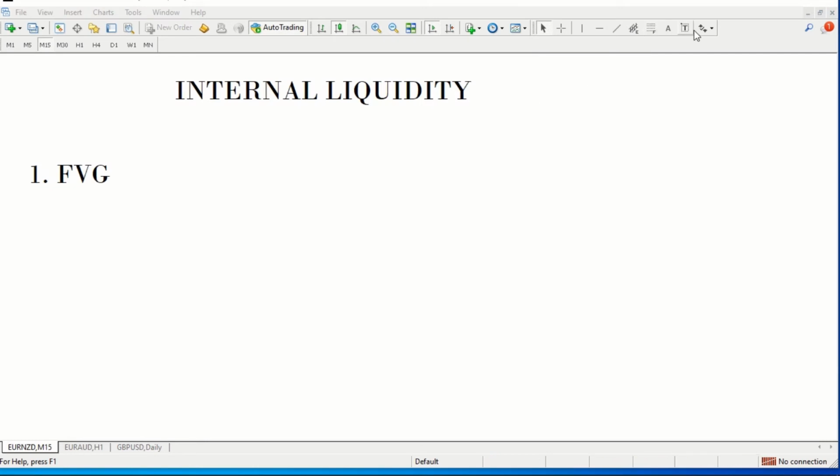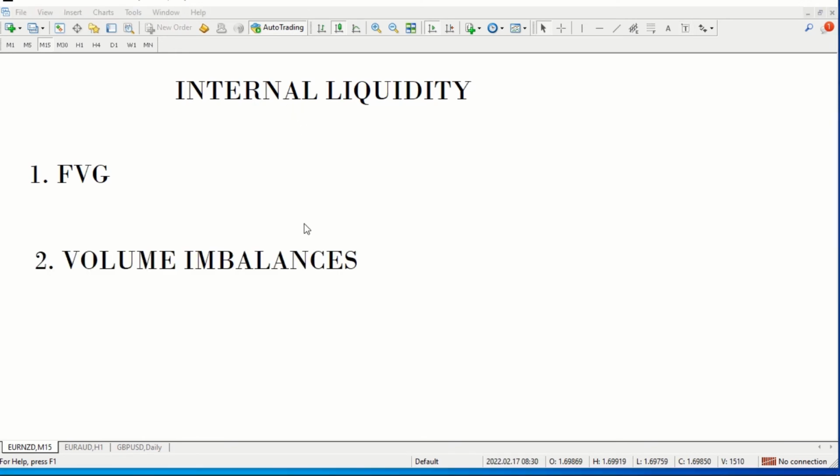Now let's get to the second example of internal liquidity, which is volume imbalances. Volume imbalances are gaps or price jumps in the market, which are normally caused by high impact news events which happen on weekends. So anytime you see a gap between prices, it is an indication that there was high impact news during that period that made price jump. When it happens like that, it is abnormal price action or inefficiency.